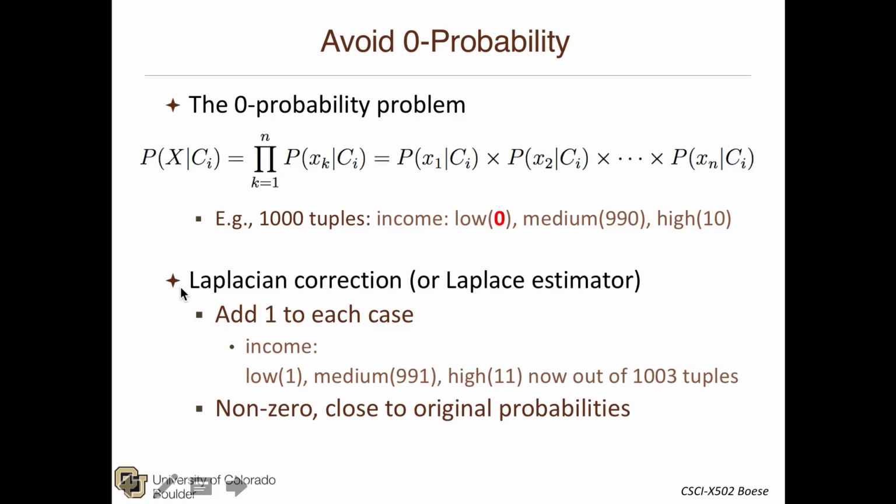The way to solve this zero probability problem is this correction where we add 1 to each case. We do it across the board just to keep it even. So now low would have 1, medium has 991, and high has 11. Instead of being out of 1,000 tuples, now we have it out of 1,003 tuples. So it's really close to the original probabilities. When we're working with large data, adding 1 is not really going to affect things, and we've solved the problem of the 0 probability. So it's not going to be 0 now.